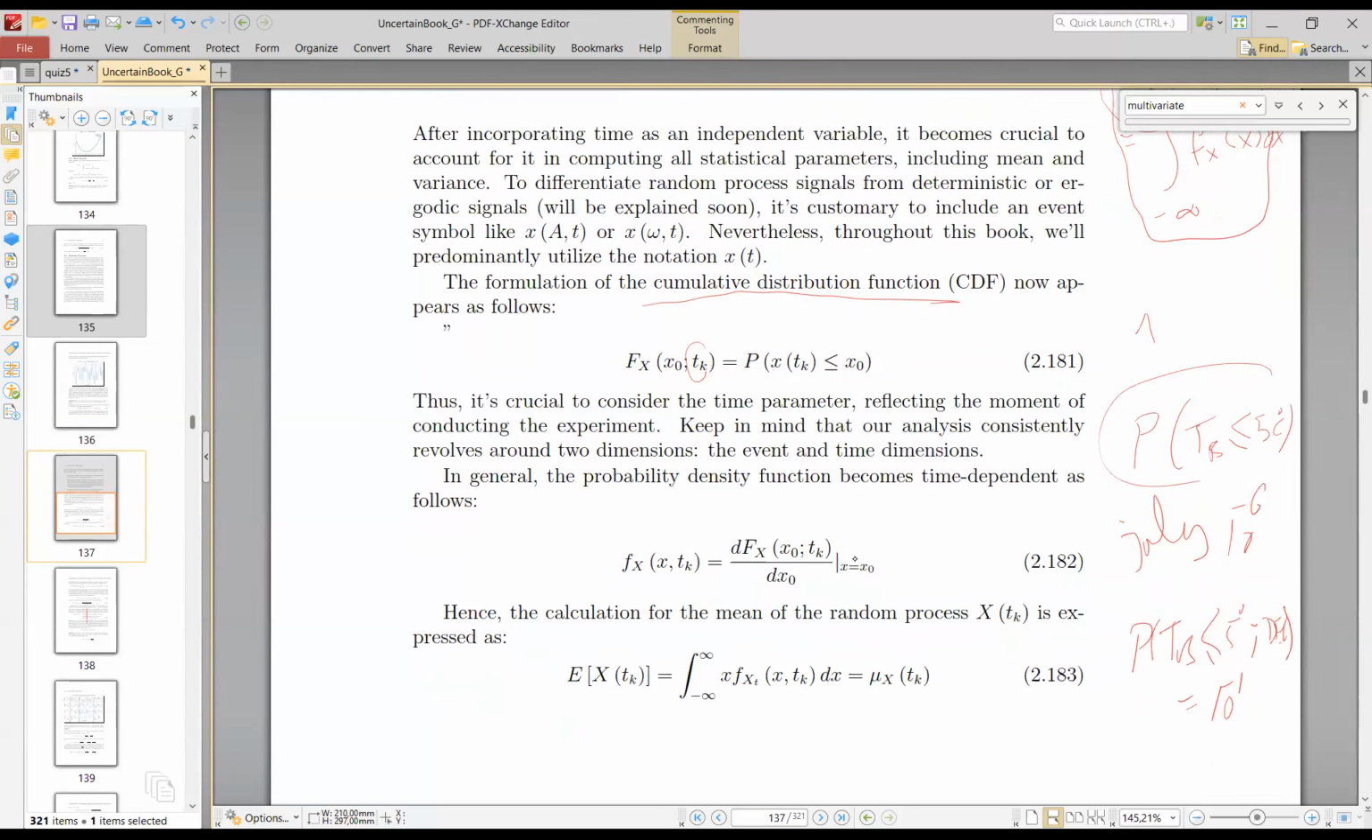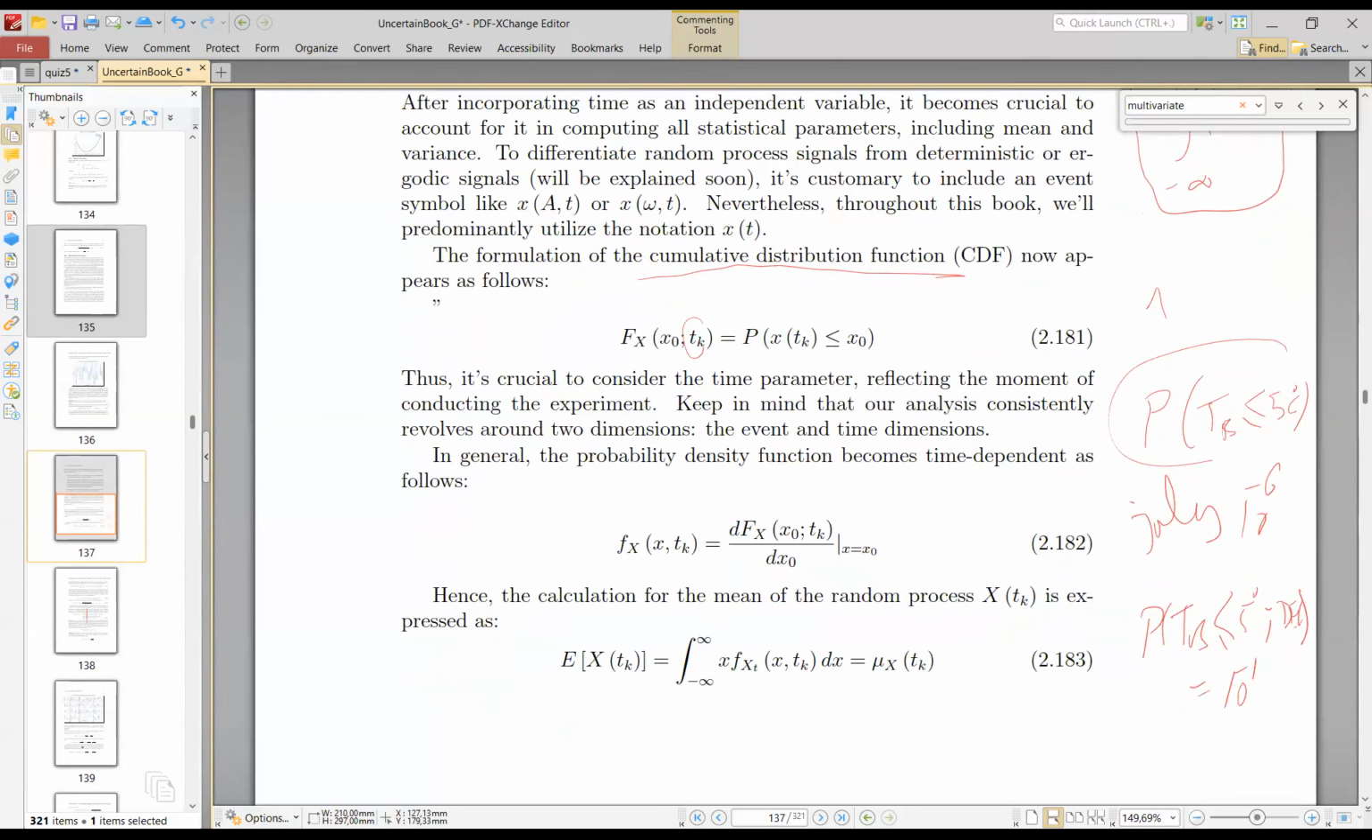Okay, so now this explains why, for the CDF, we need to add the time information. The time information is important to be added, as you can see. So we add here t_k to show that the time is important, and this equals the probability that X at t_k, the temperature at, for example, February or at December. So it is important to add the time information in order to find the CDF.